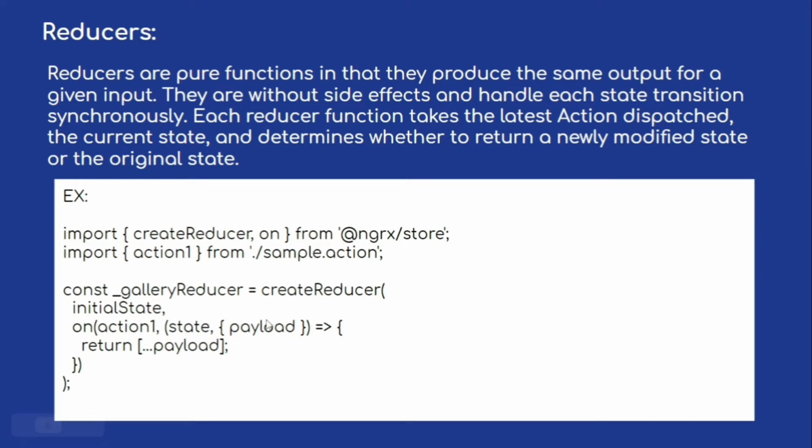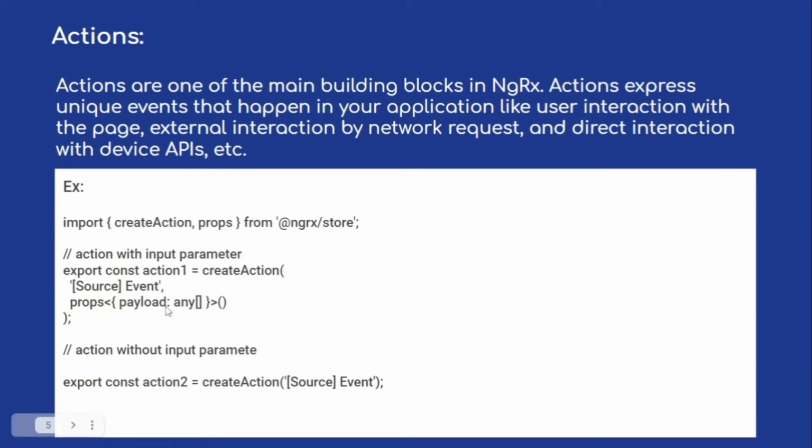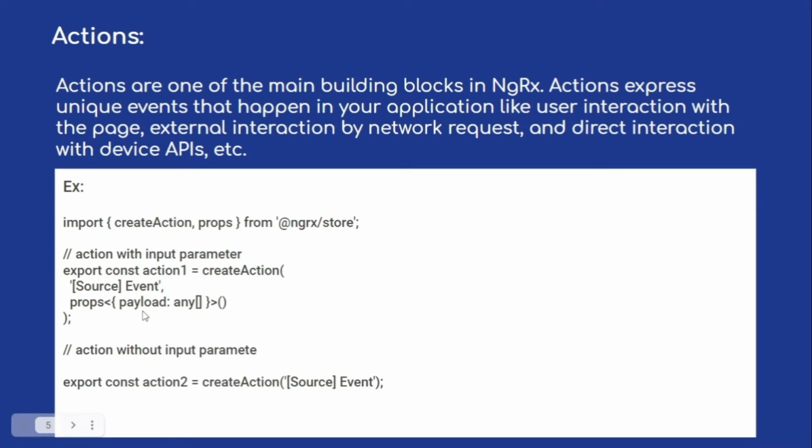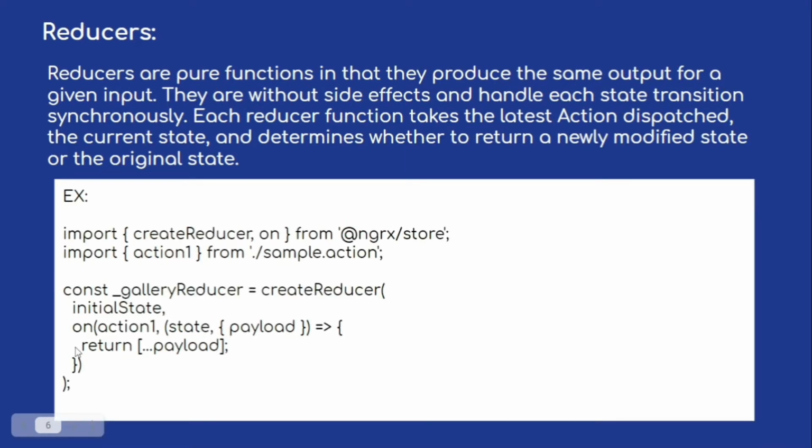And the second is the payload. This parameter is nothing but the name of the property in this anonymous object. Please keep that in mind. This object is nothing but the props object in the actions. Based on our logic, we are going to create a new state or use the existing state itself. So that is the role of the reducer here.